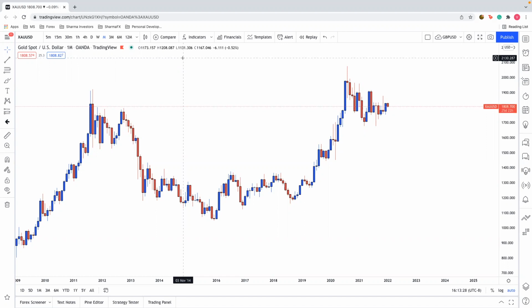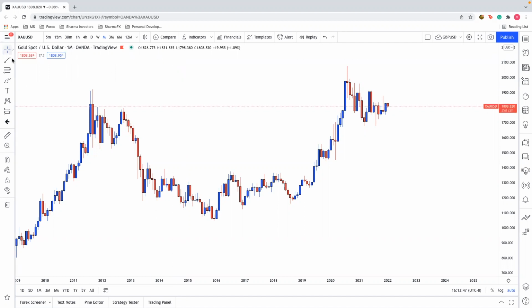Always, I start off with the monthly time frame. I want to take a look at the bigger picture. I want to take a look at where the price is at the moment. And I'm going to start off with the most recent support and resistance. What level does price need to break at the moment in order for it to continue up to the next resistance, or down to the next support?